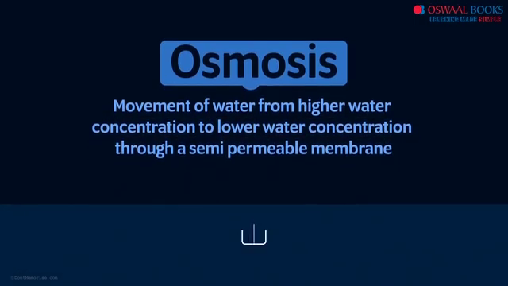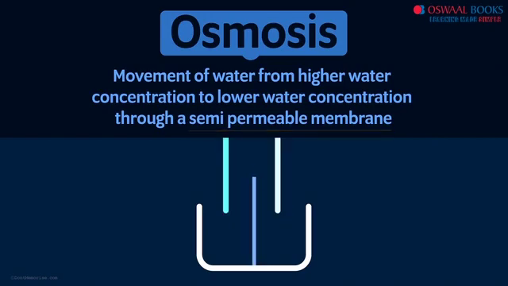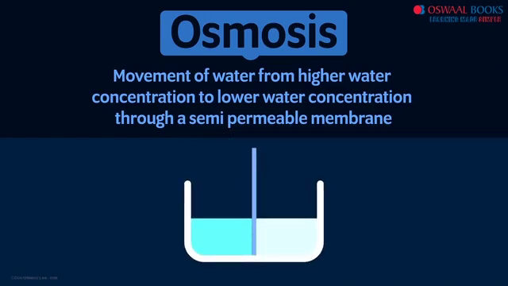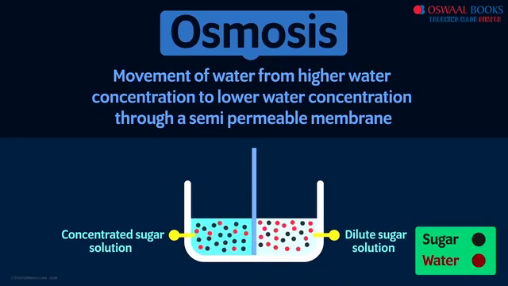So let's say we have this container which is partitioned by this semi-permeable membrane. Now we add sugar solutions at both these sides. However, the concentration of each is different. Here we add concentrated sugar solution, while here dilute sugar solution. That means the concentration of water in this solution is obviously more compared to this. So after some time, we see water molecules moving from this side of the partition to this side.